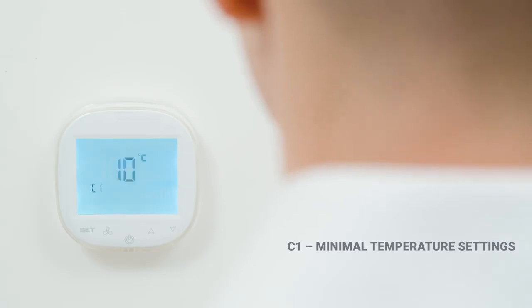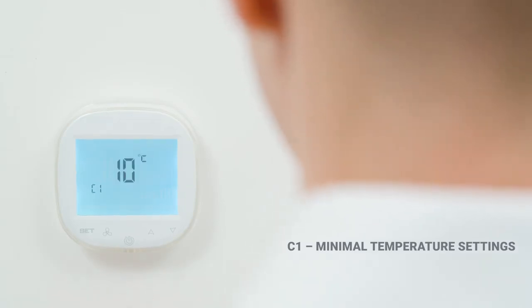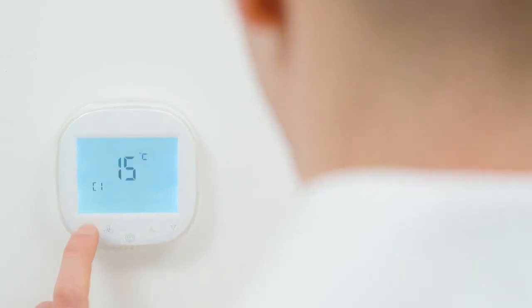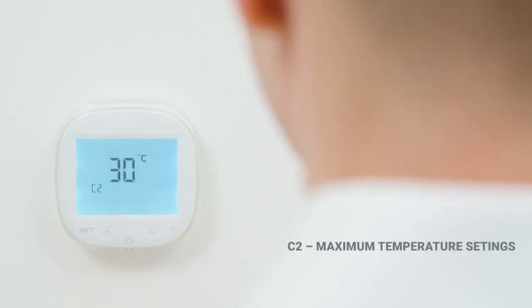Function C1: set minimum temperature. We can set a value from 5 to 15 Celsius degrees. Function C2: set maximum temperature. We can set a value from 15 to 40 Celsius degrees.